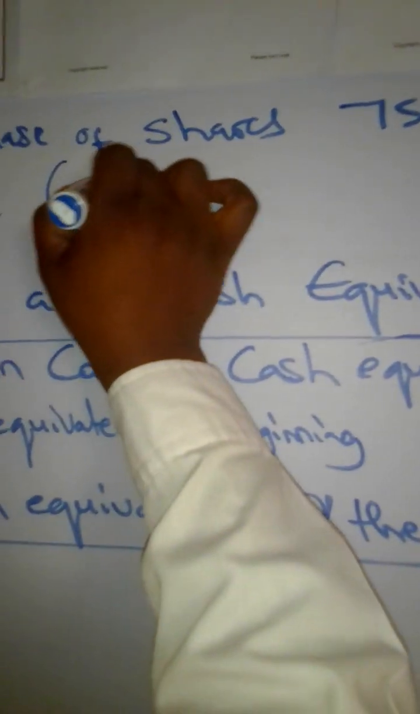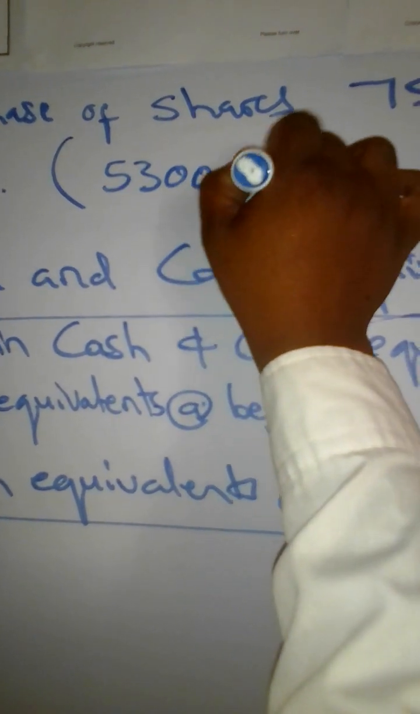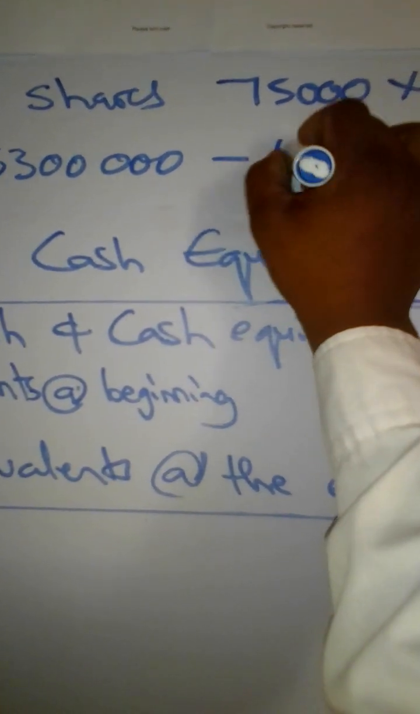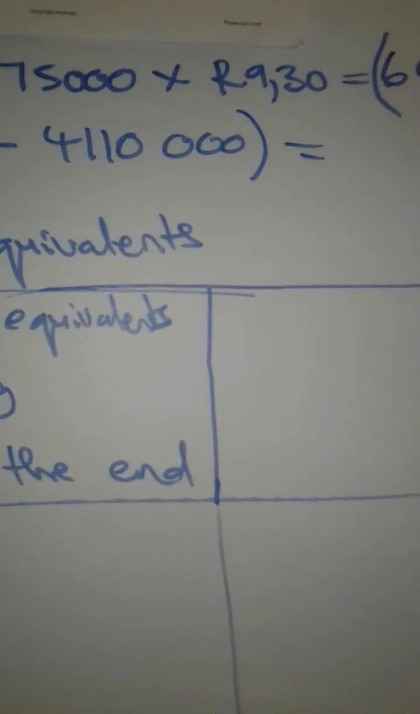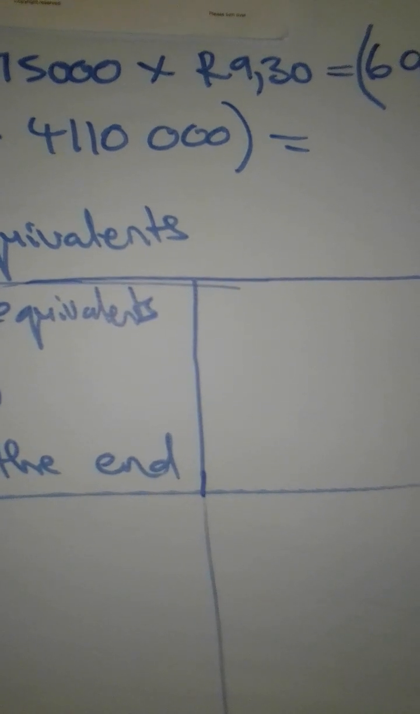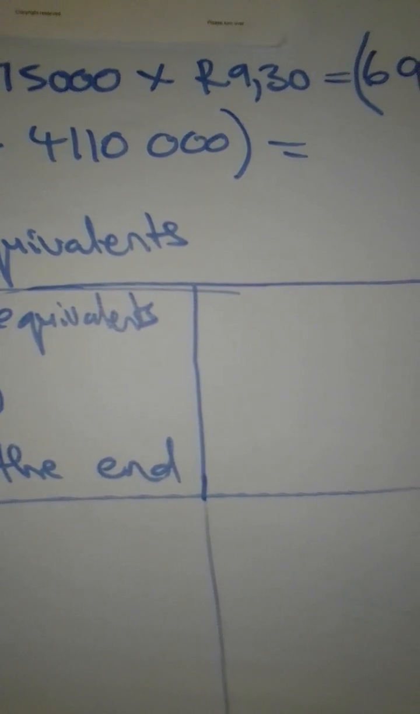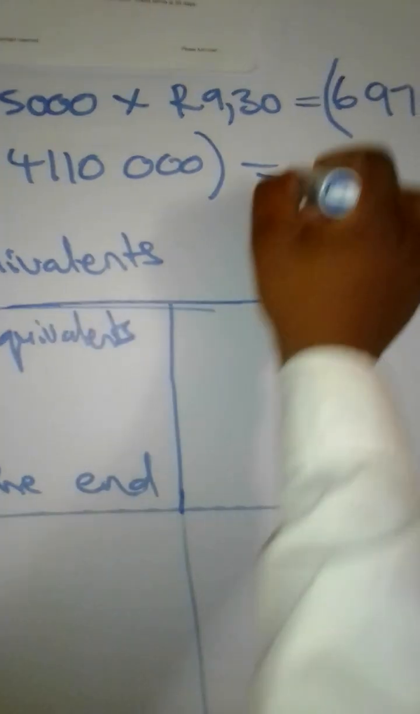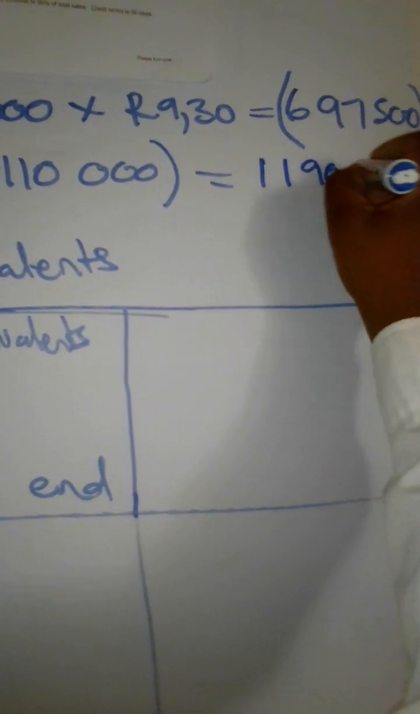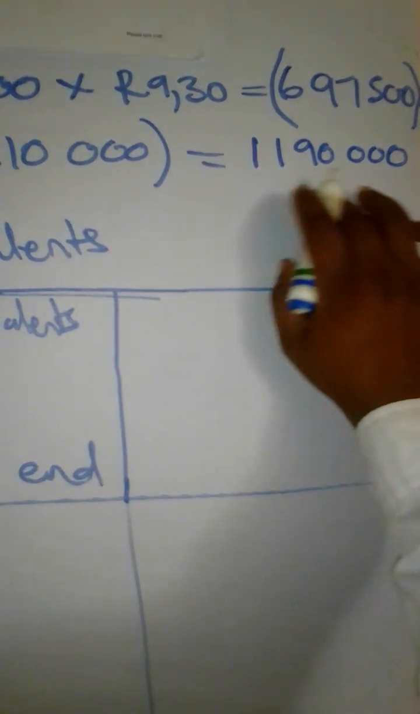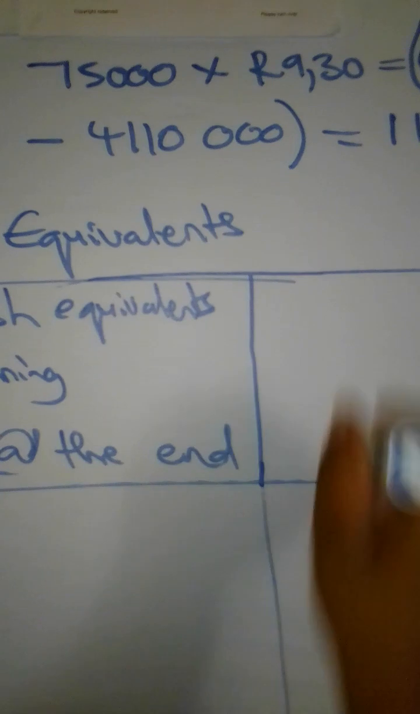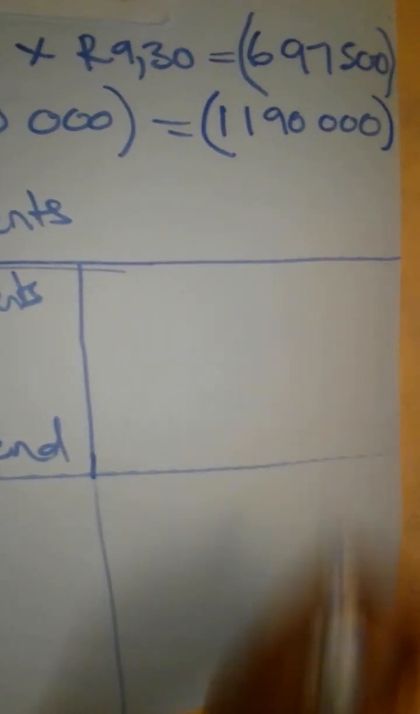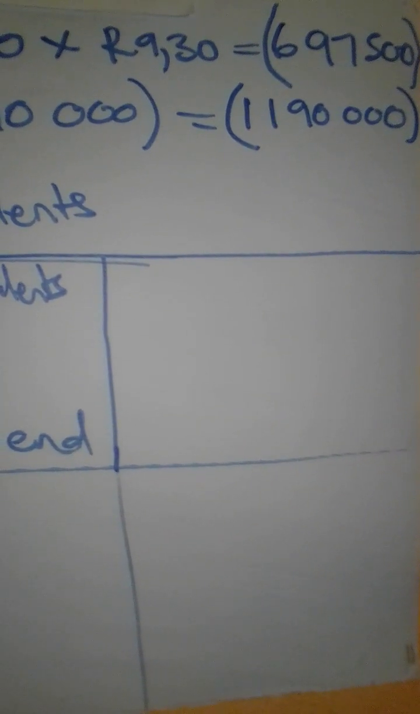4,110,000. So we're simply going to say 5.3 million minus 4,110,000. It should give you how much? Let me calculate. It would give you something like 1,190,000. So it decreased by 1,190,000. What can cause our loan to decrease? It means we repaid. So it means that is also a negative amount.